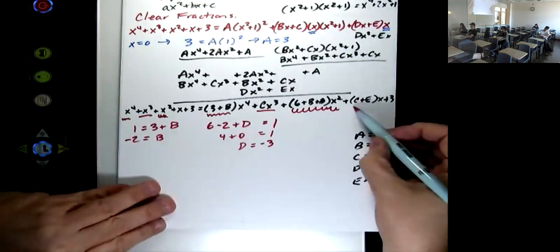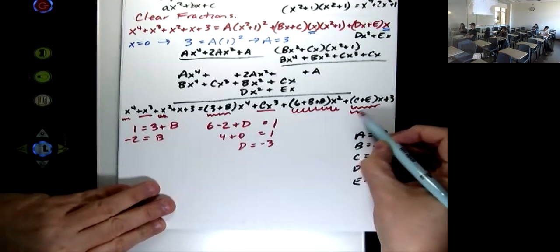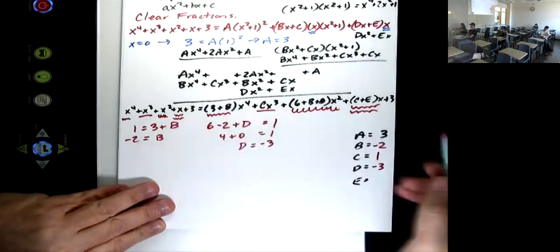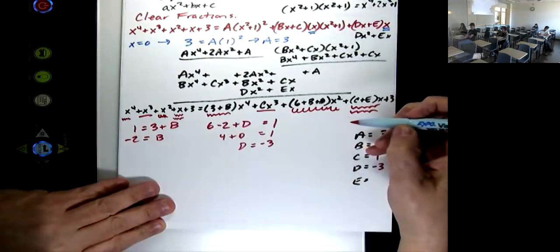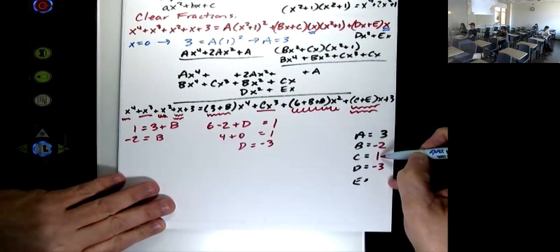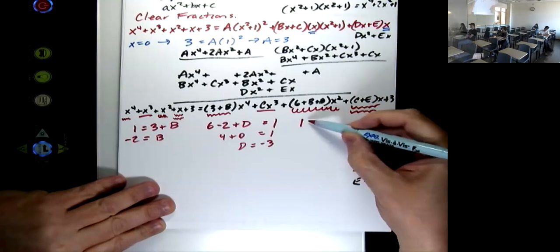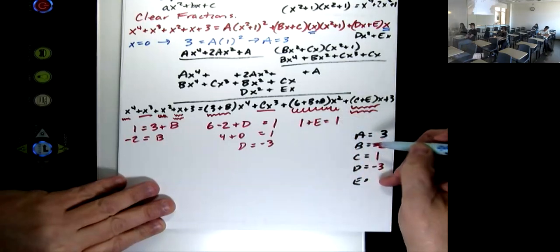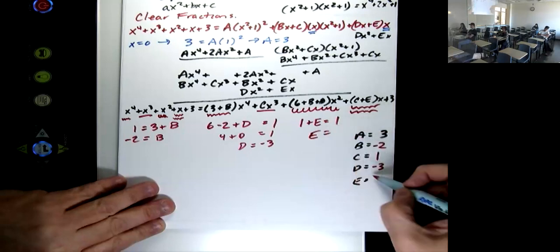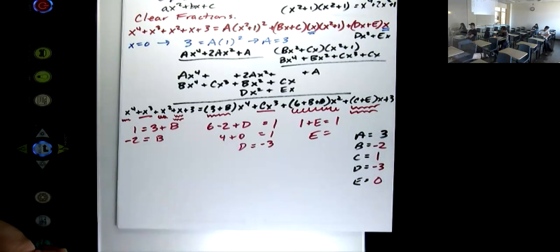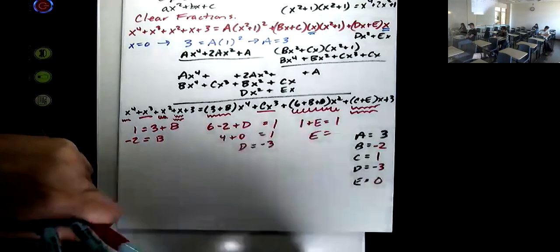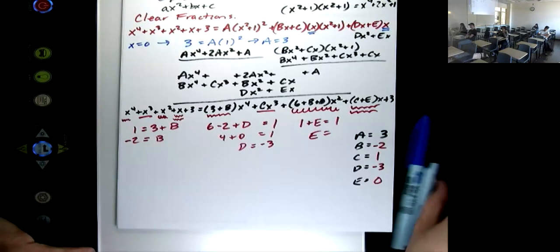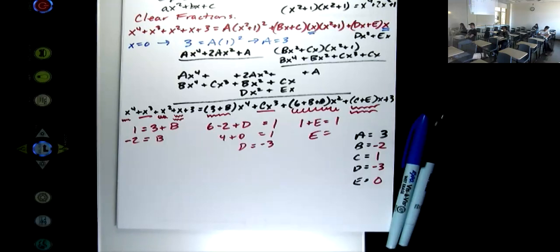And finally, I can get my E here on the x. So C I have is 1. 1 plus E equals 1. So E equals 0. That actually all cleaned up very easy. Not too bad.